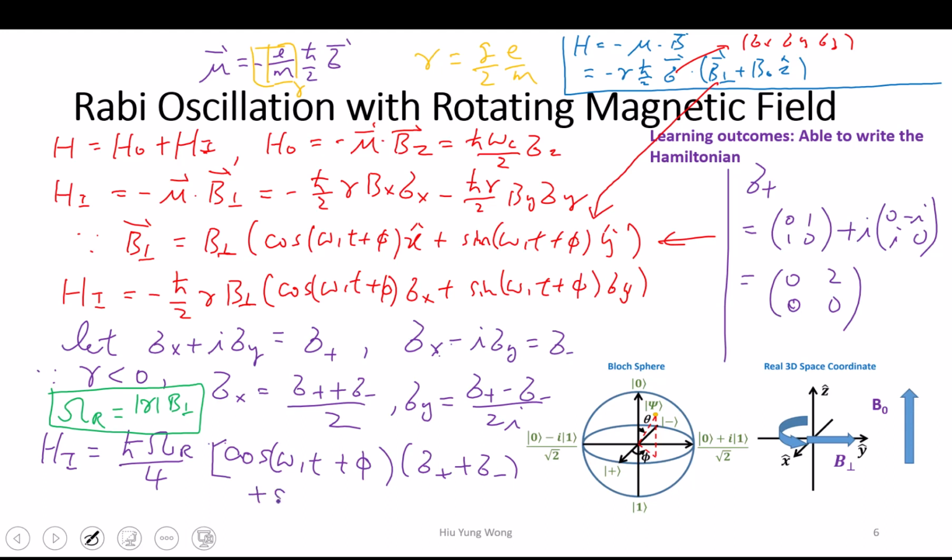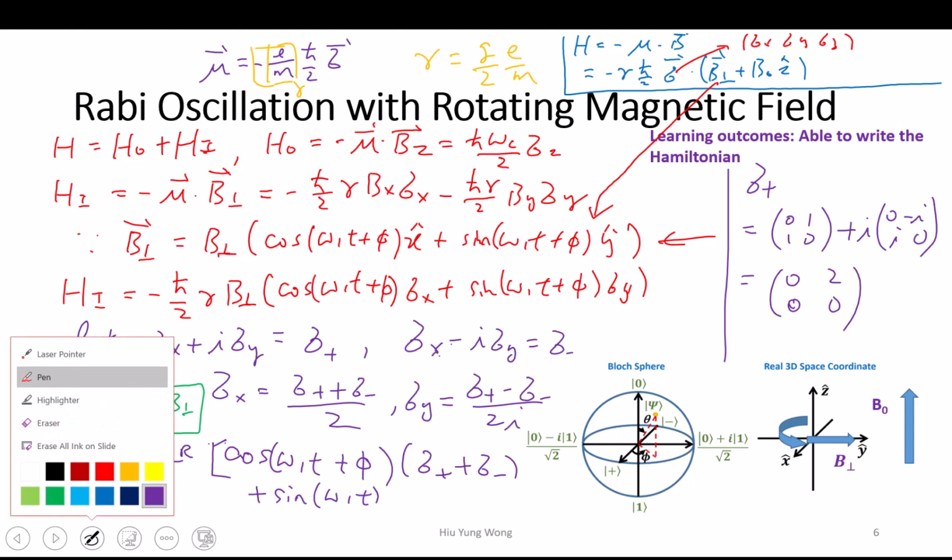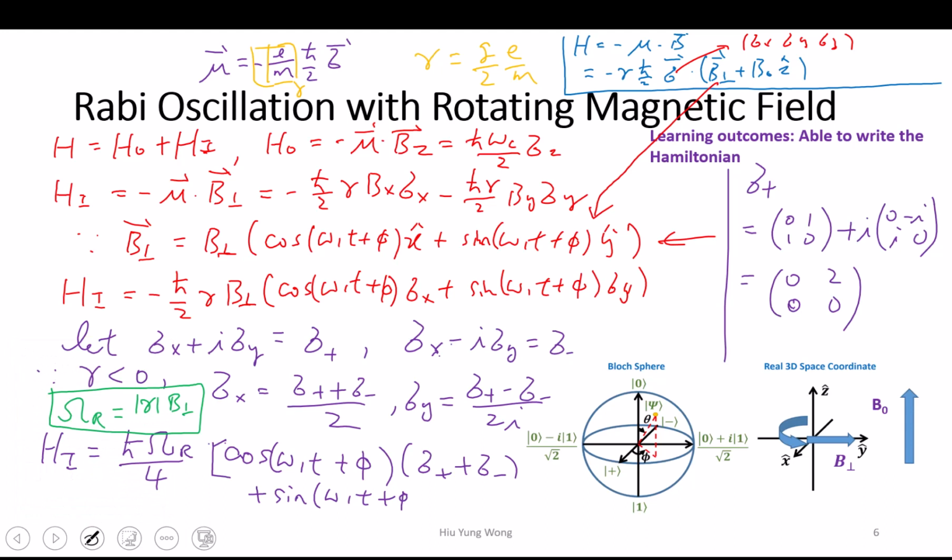I have sine omega 1t plus phi, and this time is sigma plus minus sigma minus. However, I need to divide it by 2i. By 2i, but I take the i out, so this whole thing is divided by i. So I just look here, this one is divided by i. So this is pretty messy.